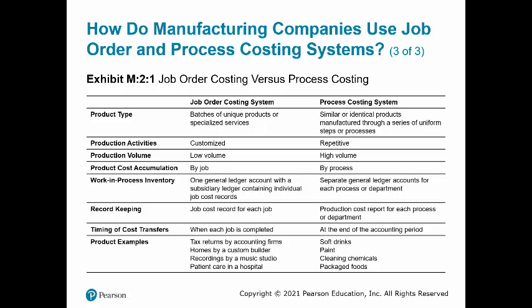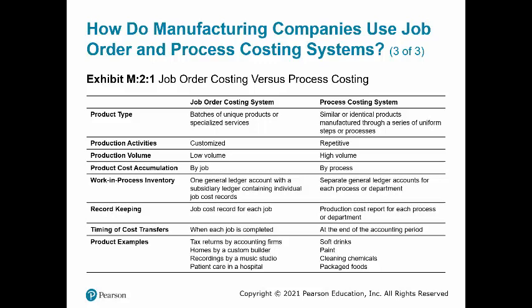Product cost accumulation in job order is by the job, but in process costing it's going to be by the individual processes that are occurring in the manufacturing. Work in process inventory for a job order costing system is just going to have that one general ledger control account, but there's going to be a subsidiary ledger that's going to include individual job cost records, and we're going to learn in this chapter how to complete those.